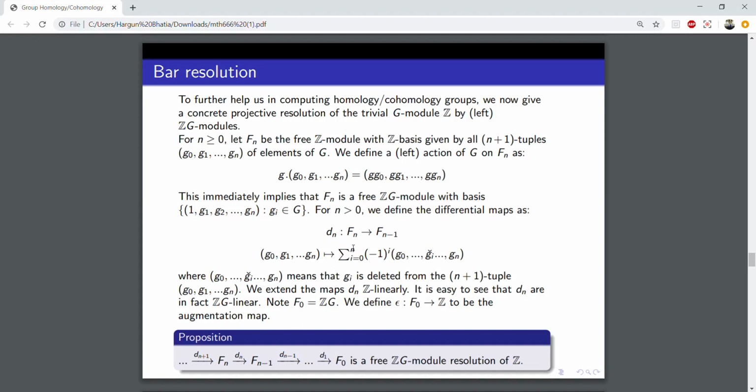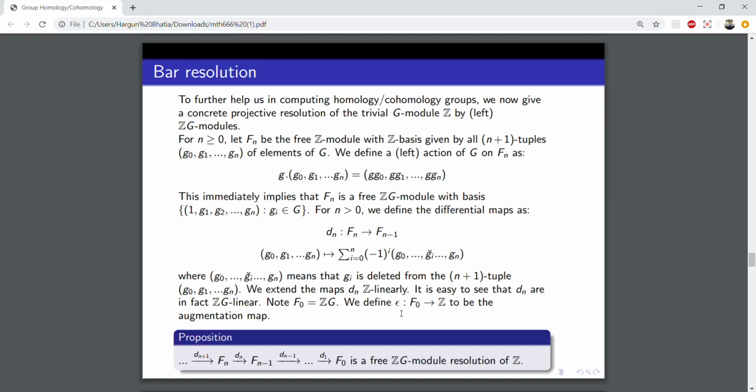That's easy to check. Then what about the last map, from F0 to Z? There should be a map, right? Now F0, notice, is nothing but ZG. It's a free Z module generated by G. So the map from ZG to Z is there. That's the epsilon, the augmentation map. We put that there.